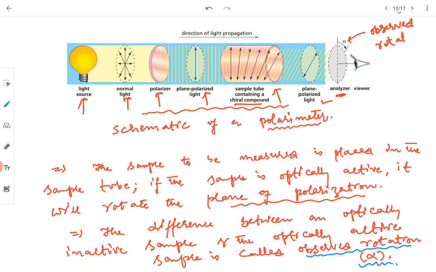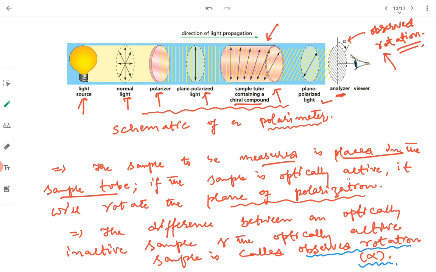Observed rotation means how much the plane of polarization has been rotated. This is what you have to actually calculate, you have to measure. The sample to be measured is placed in the sample tube. So this is the sample tube here. The sample is placed in it.